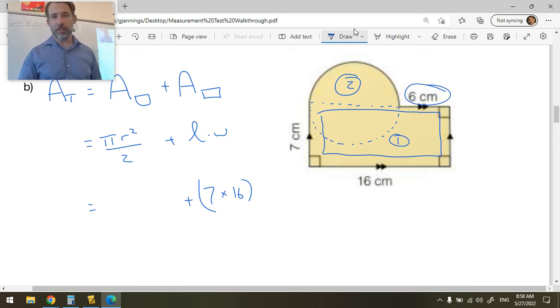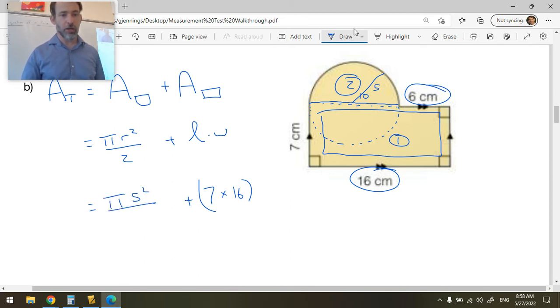If this is 6 and this is 16, then this whole thing here is 10. If the diameter of the circle is 10, then the radius is half that. That's 5. So I need to use pi times 5 squared, all divided by 2. And so then I get 25 pi plus 7 times 16, which is 112. Is that right? 112? I think so. Okay. And then, yeah, it's 112.